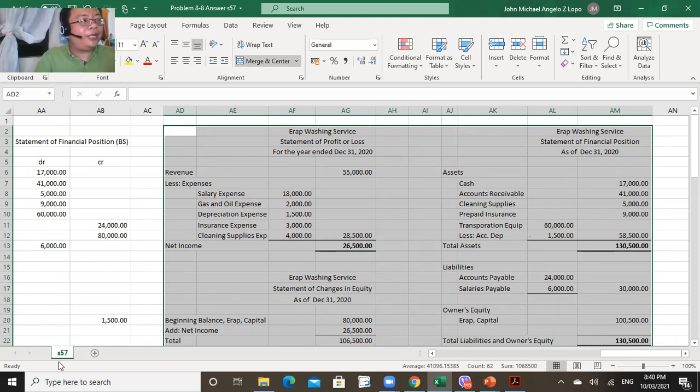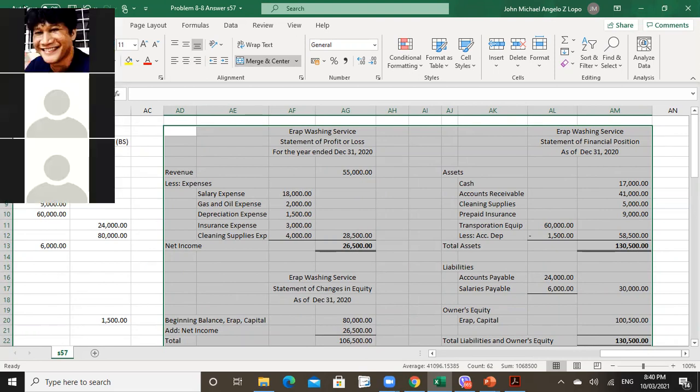All right, any questions so far? Hopefully you appreciate this. In the other FINAC classes, we have three classes now, they haven't done this. But for me, I really include this. In the other class, not to brag, they said they go straight to the statement of profit or loss, statement of equity, and the balance sheet.